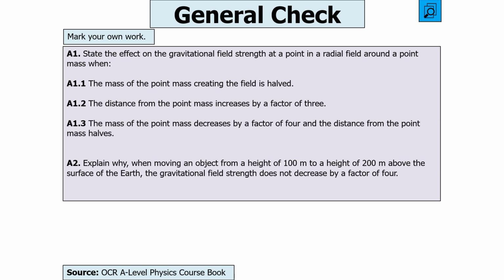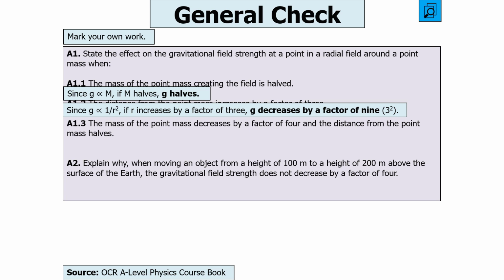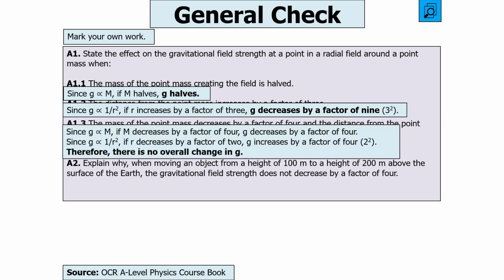Right, so again we're looking at our equation for gravitational field strength. So gravitational field strength is equal to GM over r squared. So therefore g is directly proportional to M. So if M halves, g will halve. g is then proportional to 1 over r squared. So if r increases by a factor of 3, g will decrease by a factor of 9 because it's 3 squared. And then we link the two ideas together.